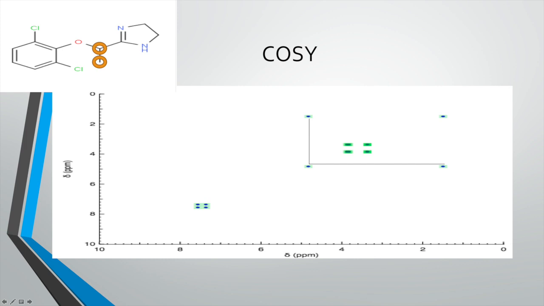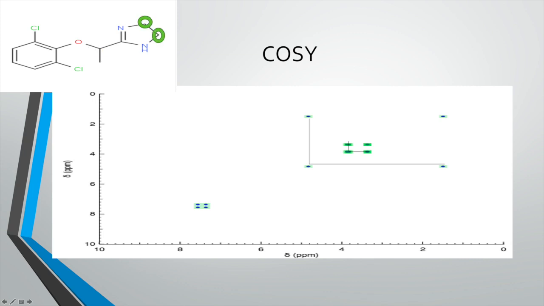Now moving on to the COSY, which allows us to understand interactions between protons that are interacting with each other throughout the molecule. And as you can see from the carbons labeled in the structure, the protons on those carbons interact according to the lines drawn in the COSY spectrum at roughly 4.3 ppm and 1.5 ppm.